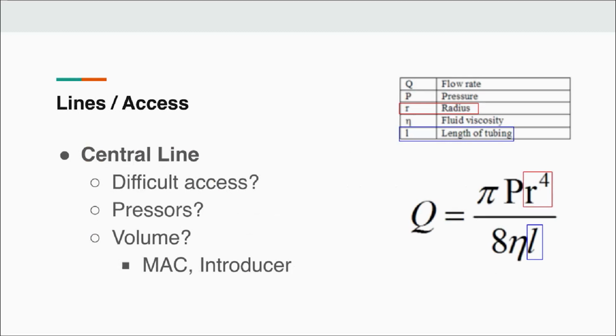And on the right, you see our formula for flow, which is directly proportional to the radius to the fourth. So the higher the radius, the faster the flow, and it is inversely proportional to the length of the tubing, which is why we like short catheters. The longer the tubing, the slower the flow.